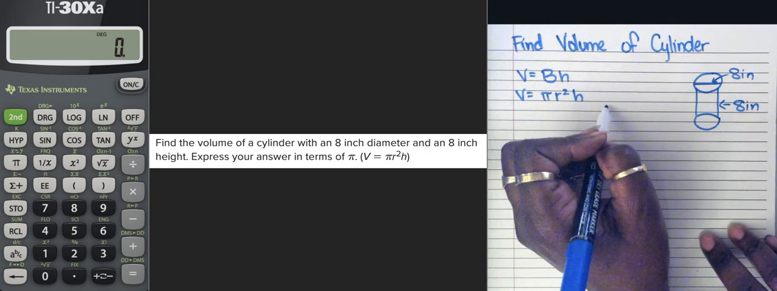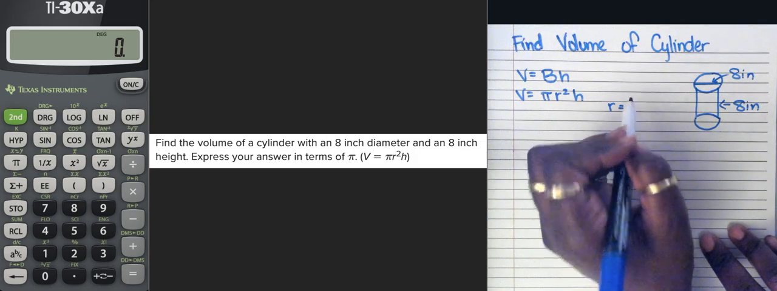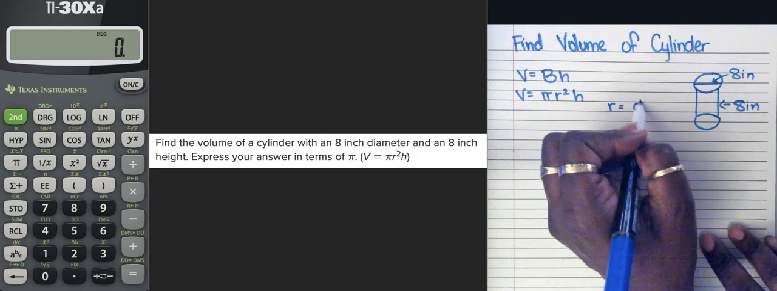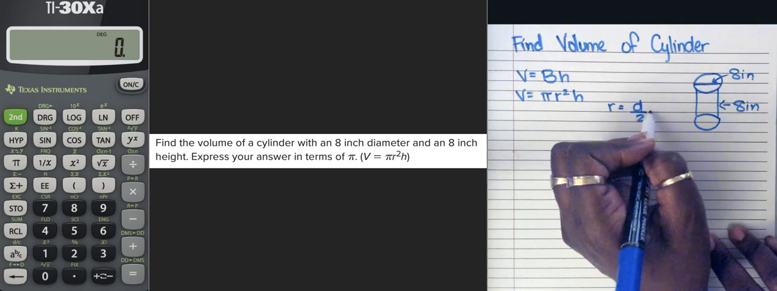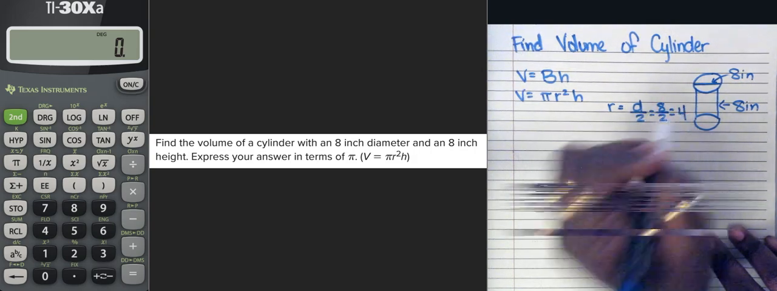All right, so now what we need to do is first figure out what the radius is, because we don't know the radius, we just have the diameter. So remember, to find the radius, if you have the diameter, you're just taking the diameter and dividing it by 2. In this case, our diameter is 8. When we divide 8 by 2, we end up with 4.